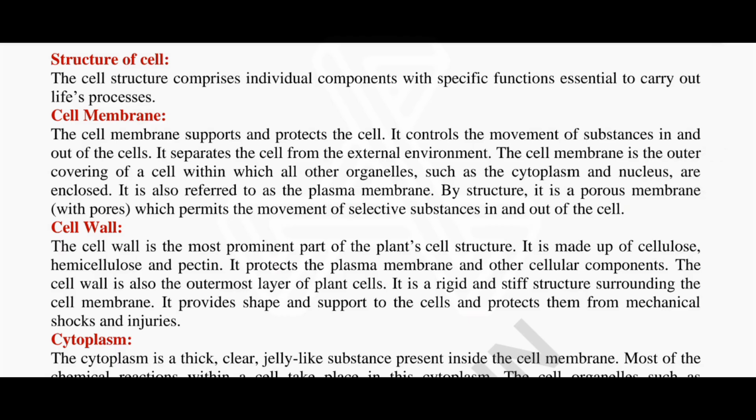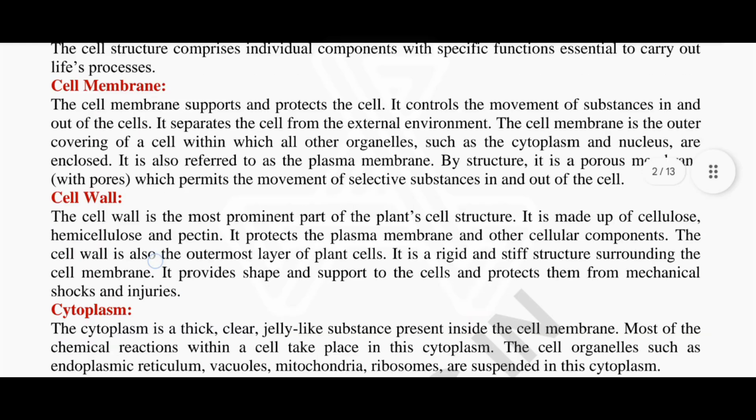Structure of the cell. The cell structure comprises individual components with specific functions essential to carry out life processes. Cell membrane. The cell membrane supports and protects the cell. It controls the movement of substances in and out of the cells. It separates the cell from the external environment. The cell membrane is the outer covering of the cell, within which all other organelles, such as the cytoplasm and nucleus, are enclosed. It is also referred to as the plasma membrane by structure. It is a porous membrane with pores, which permits the movement of selective substances in and out of the cell.